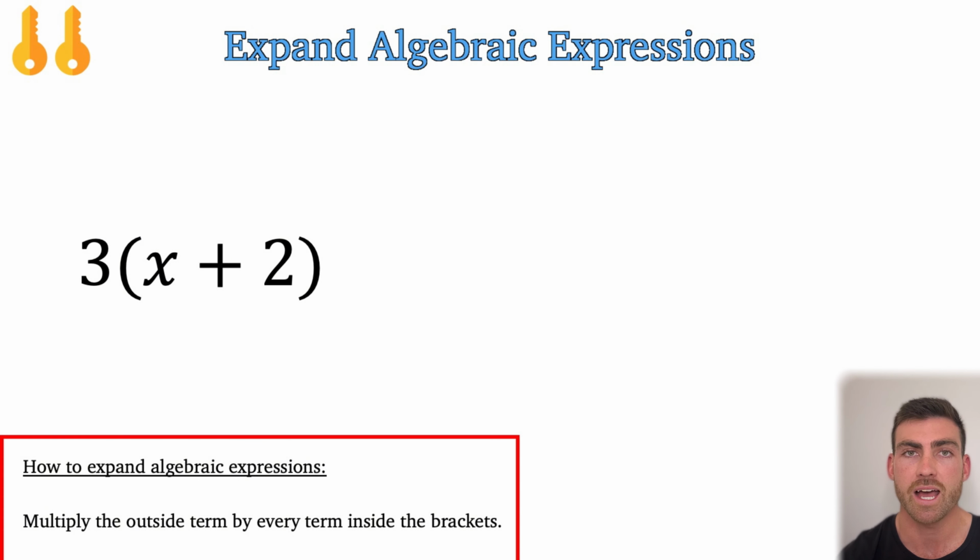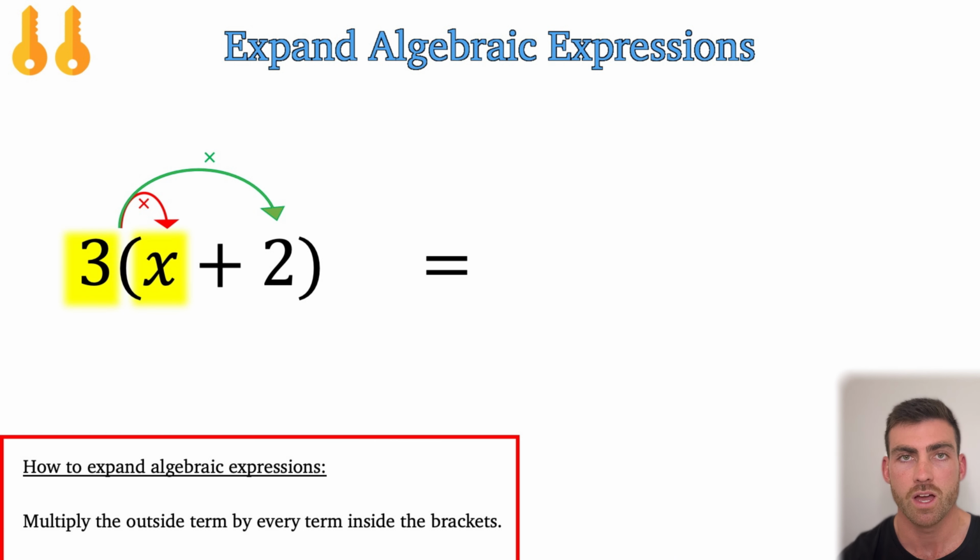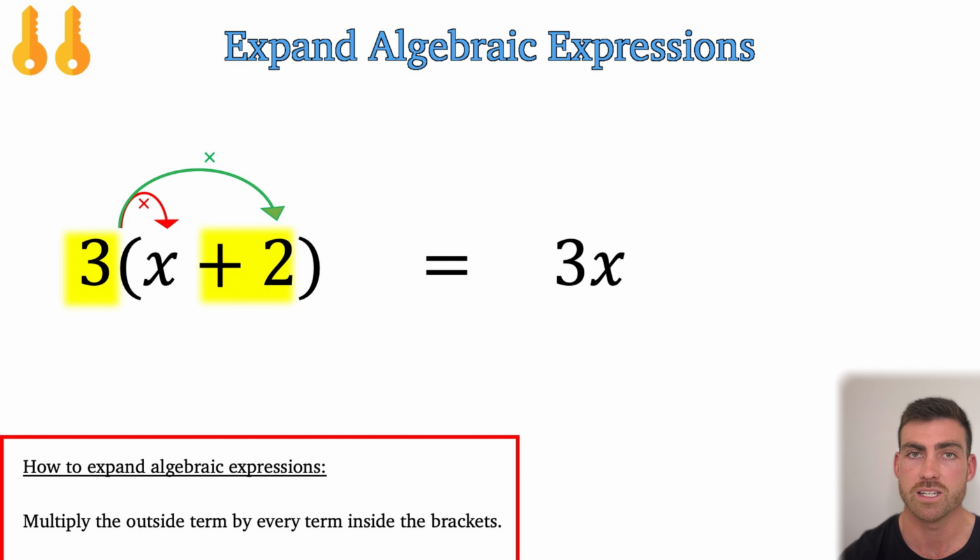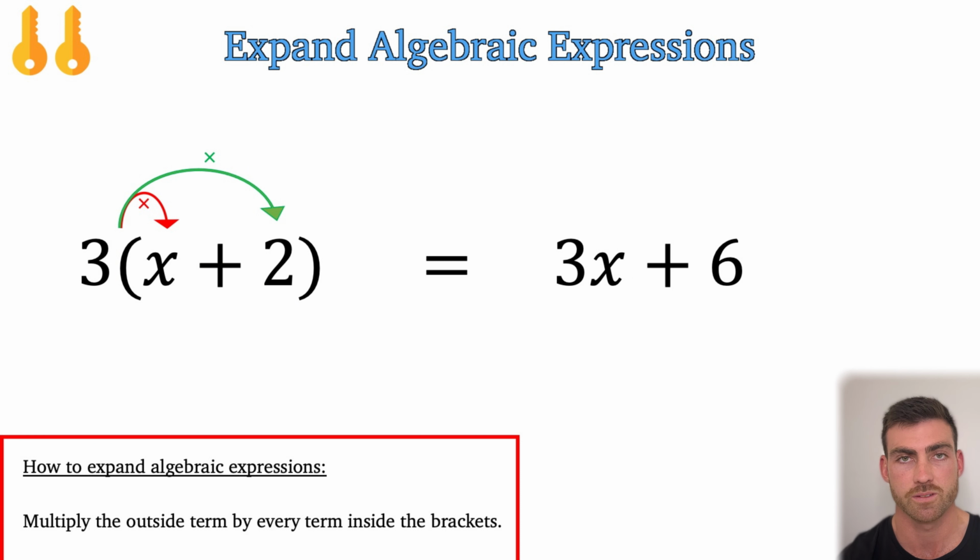So to expand algebraic expressions, multiply the outside term by every term in the brackets. 3 times x equals 3x. Then positive 3 times positive 2 equals 6.